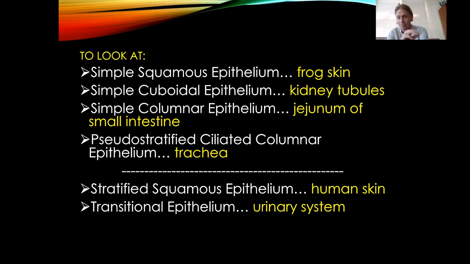Your simple columnar, you are going to look at the jejunum of the small intestine. Your small intestine is made up of three parts. It's the duodenum, jejunum, and the ileum. The jejunum is what we're going to look at specifically, but these are going to be your example for simple columnar.